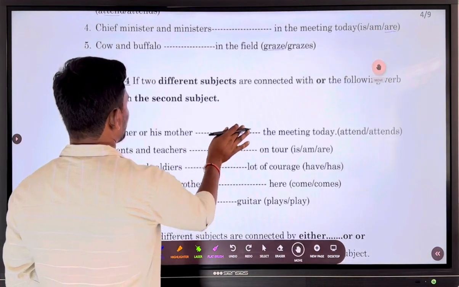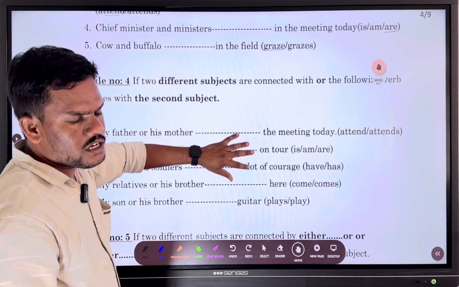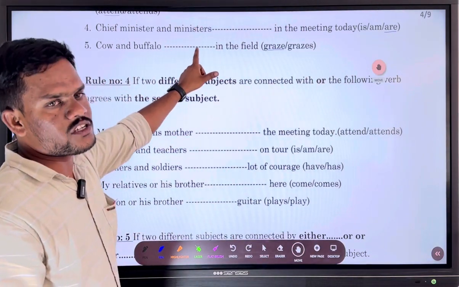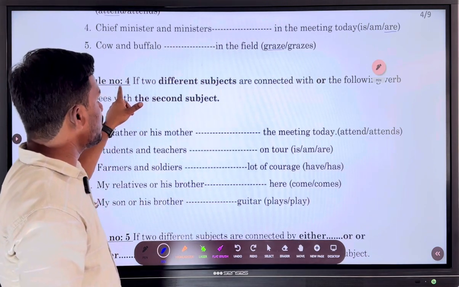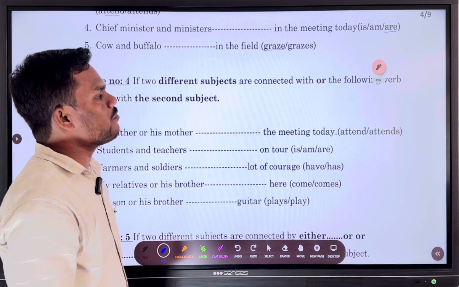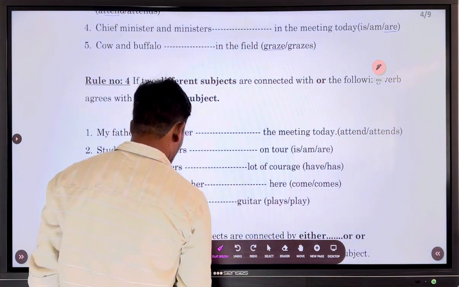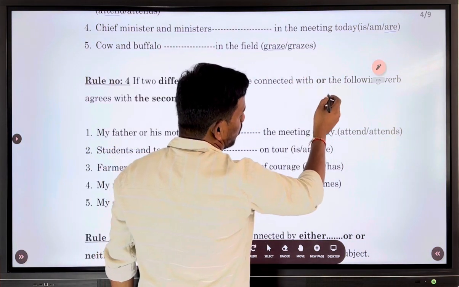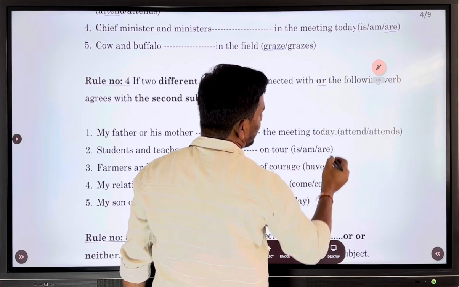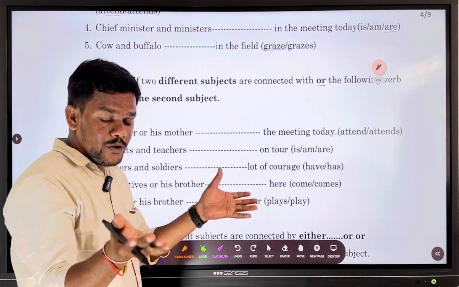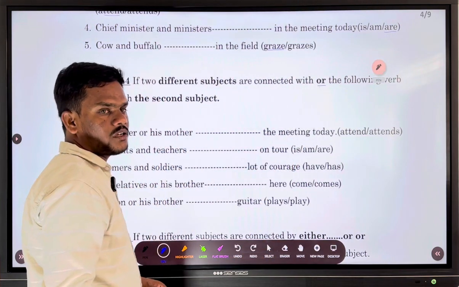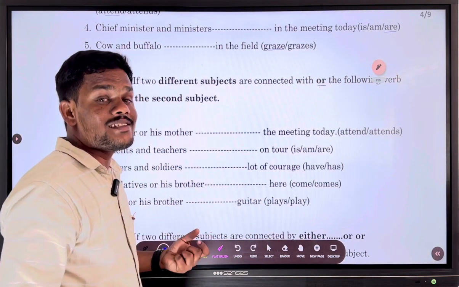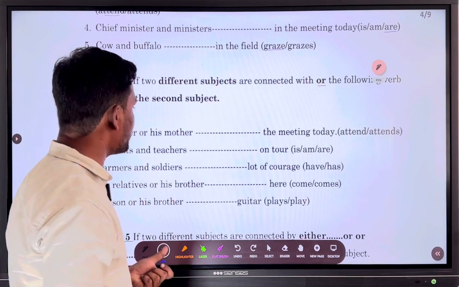Next, coming to rule number 4. We discussed the singular rule, the plural rule, and two different subjects combined with and. Next, rule number 4. If two different subjects are connected with or, here we had the and conjunction, but we are getting the or conjunction here. When two different subjects are connected with or, the following verb should agree with the second subject. This is a very important rule.